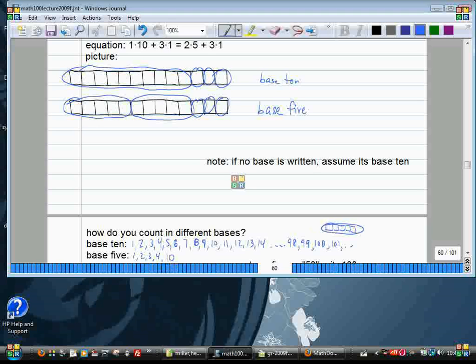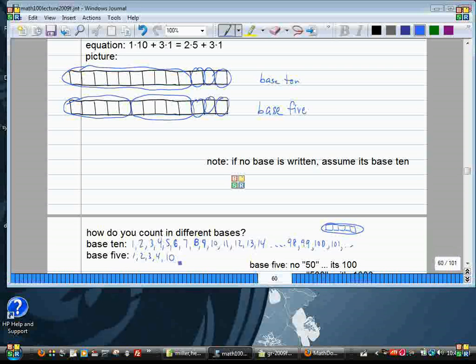1, 2, 3, 4, 10, and then what comes after a 10? Then 11, 12, 13, 14, 20. Exactly. Because after 4, what do you have? Another group of 5. So now we've got 2 groups of 5. How do we write that in base 5? 20.